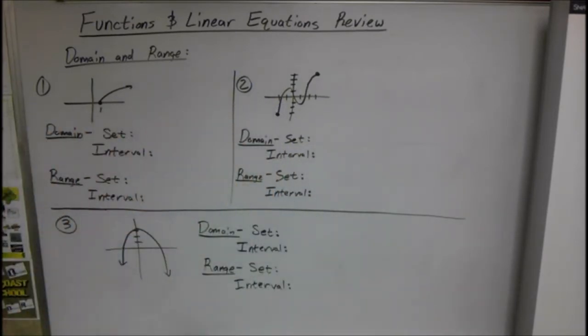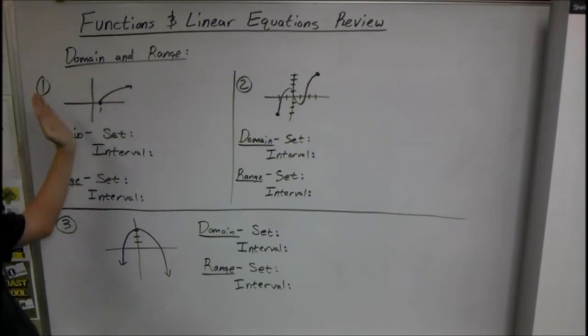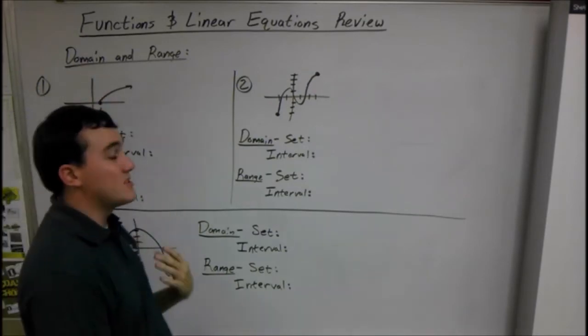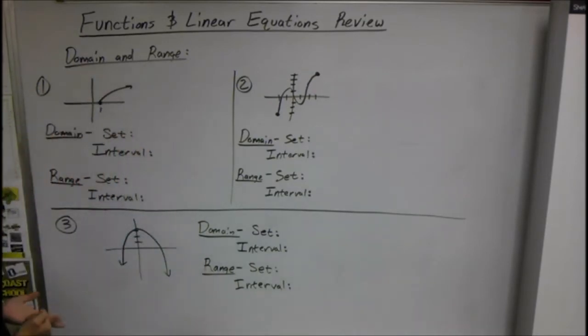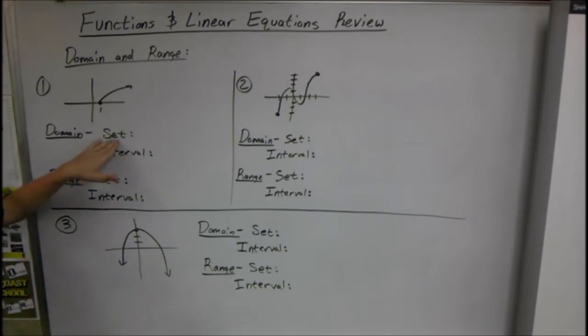So just looking at these, we need to be able to know our definitions of domain and range. Domain is just all the x's where the function exists. Range is just all the y's where it exists. So, we look at our first one. Set notation is with inequalities. Interval notation is a little bit different. We'll talk about that in a second.